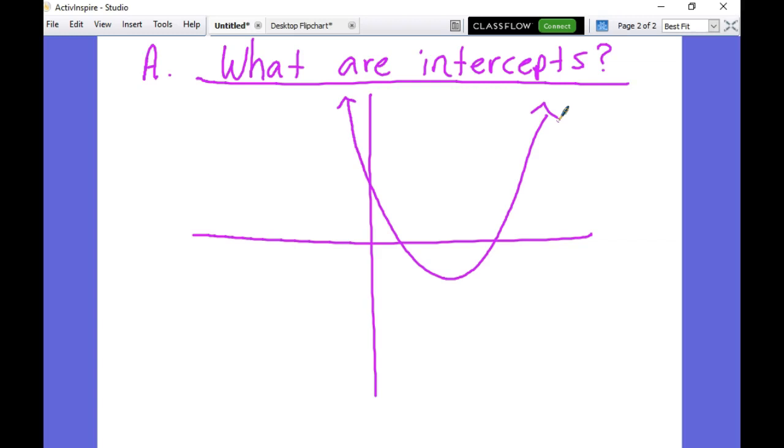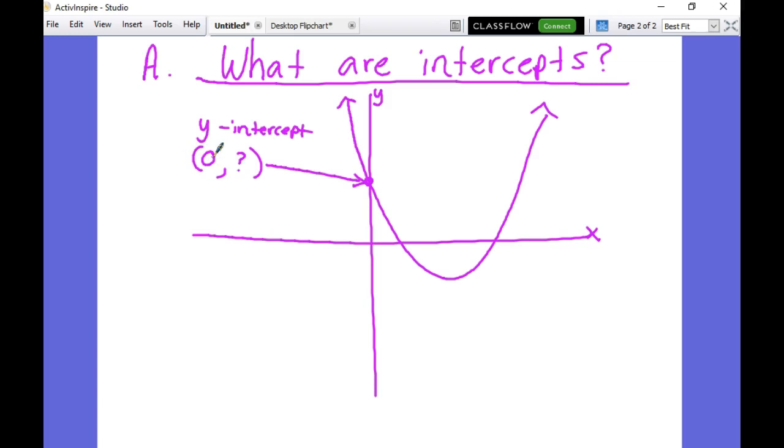All right, guys, so which axis is the y-axis? The one that goes up and down or the one that goes left and right? Good, so let's put y there and this is x, right? So the place where your parabola touches the y-axis, that is your y-intercept, right? Now, I don't know what the y value is here, but we do know the x value. What's the x value? 0. It's 0.